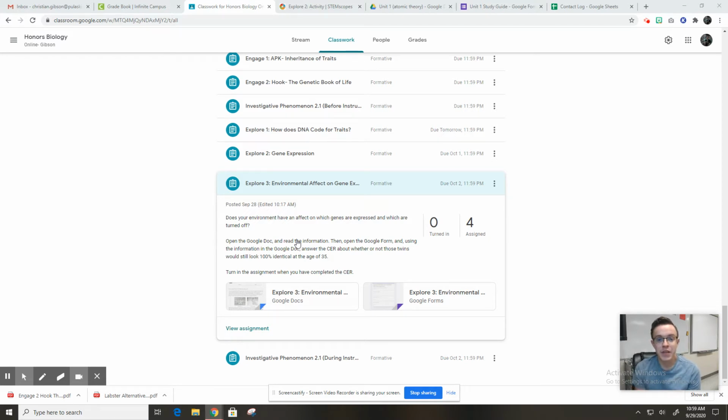Now let's talk about maybe some outside factors, some factors in our environment that might result in some of our genes getting turned on that were previously turned off, or some genes getting turned off that were previously turned on, and therefore affecting our traits, because those genes would then affect our proteins, which affects our cell functions, which affects our physical traits. So let's take a look at this assignment.